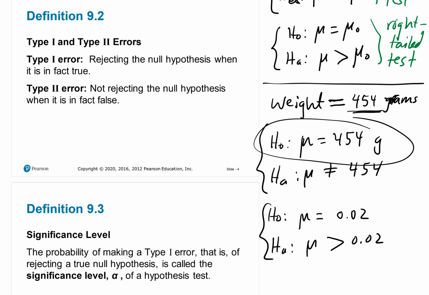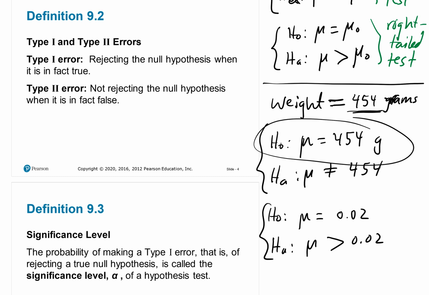The procedure to do this is that usually people select a random sample. Like in this case, we pick a random sample of bags of M&M. And if the sample data is consistent with the null hypothesis, that all the weights are the same or almost the same, 454 grams, then we do not reject the null hypothesis. We just say we support this claim, the H0, and we are done with it.